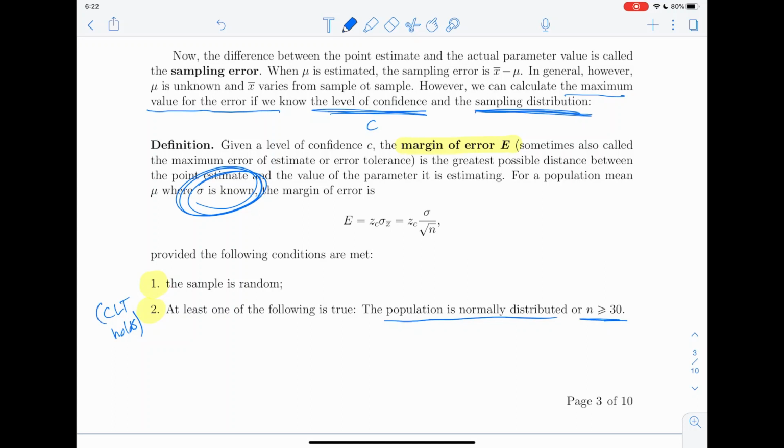So this is how we compute margin of error. One of the more difficult and sneaky parts of computing the margin of error is exactly the fact that the margin of error requires you to know z sub c. And as we saw above, computing z sub c can be a little time consuming and it involves utilizing the table. So please keep that in mind.